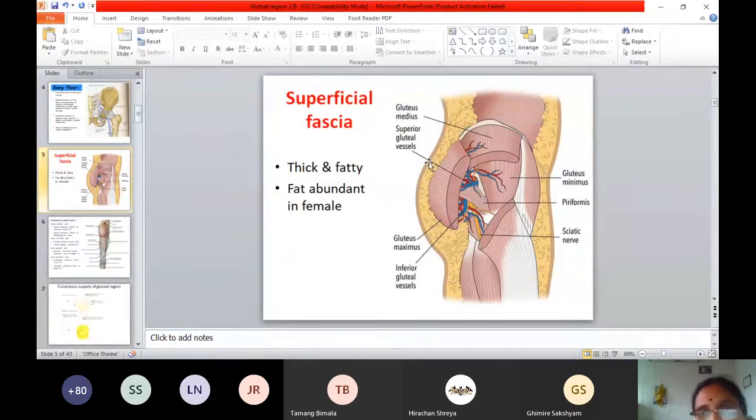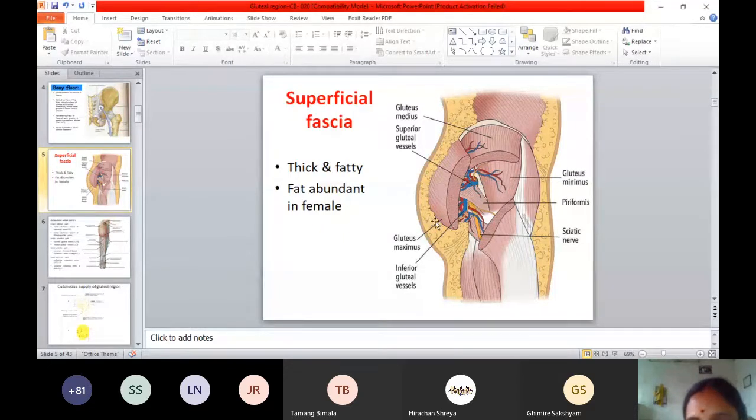Now, this is superficial. Do you know what the layers of our body are? The first and foremost layer is the skin. Deep to the skin lies the fatty layer, the superficial fascia. You can see this superficial fascia in the gluteal region, the buttock. It is thick and fatty. In the case of females, the fat is abundant. So this is the superficial fascia.